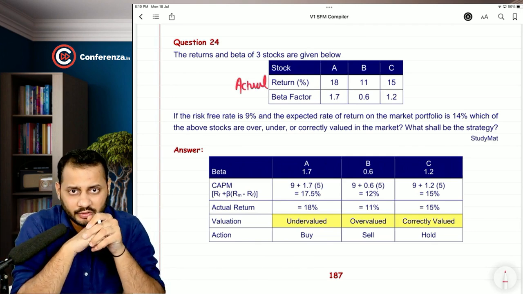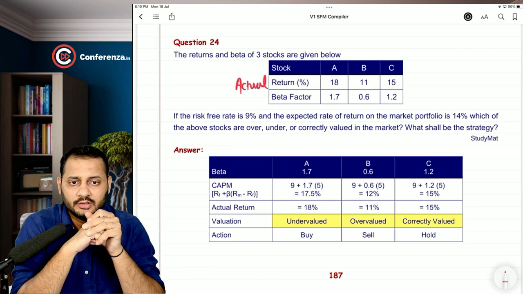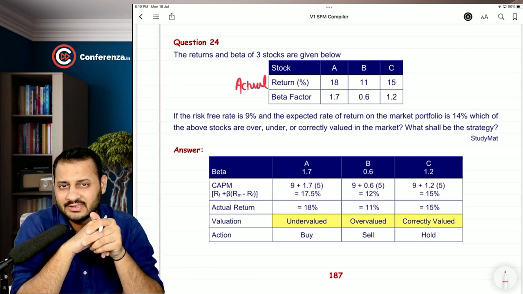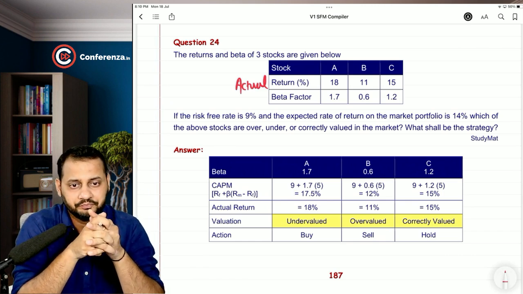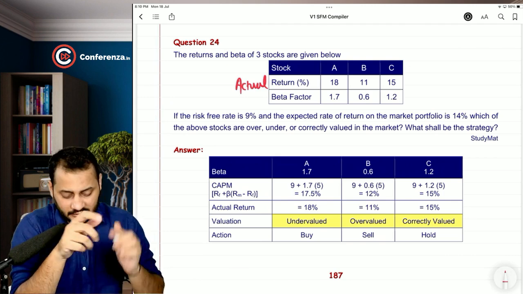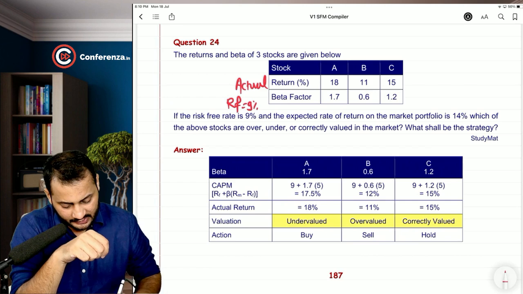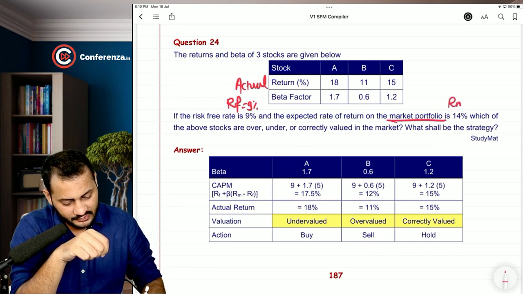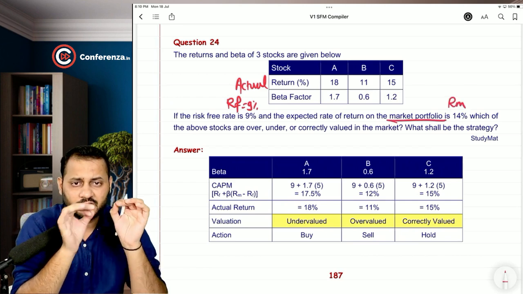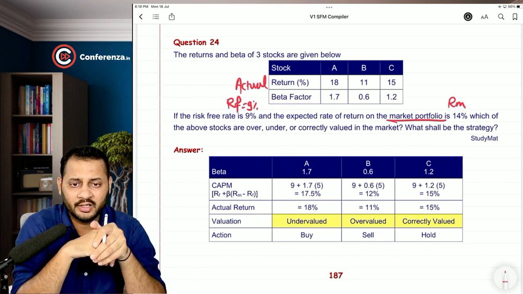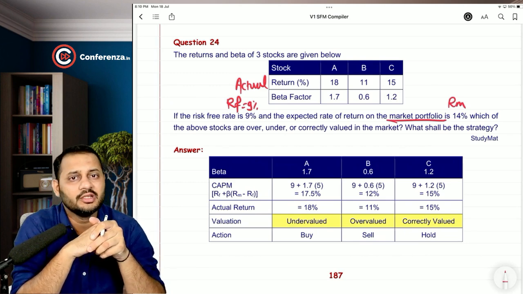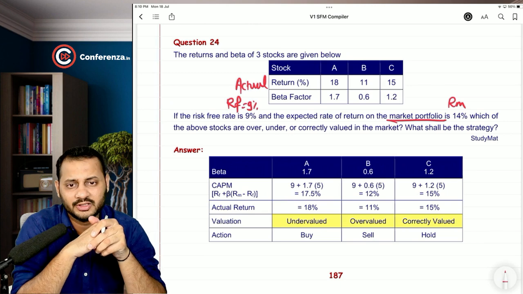The beta is also given to you. We can clearly see that security A is very risky because the beta is highest. The risk-free rate of return is 9% given, and the market portfolio return is 14%. Which of the above stocks are over, under or correctly valued in the market? And what shall be the strategy?